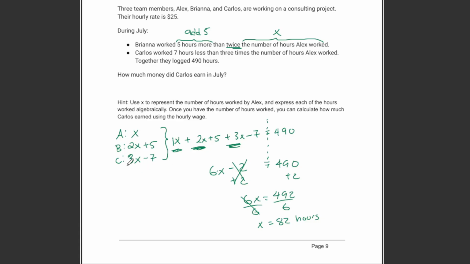Carlos is 3x minus 7. So to find out how many hours Carlos worked, I have to take this 82 and substitute it into his 3x minus 7. So 3 times 82 minus 7 is going to give you 239. And now that's how many hours Carlos worked. And we're going to multiply that by 25, okay? You can do little brackets here just so you don't get confused with the x's. And that's going to be 5,975. That's how much he earned in July. Okay. Hope that made sense.